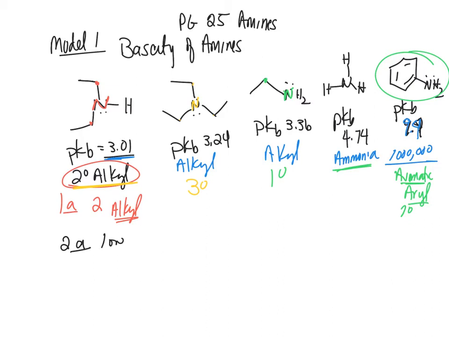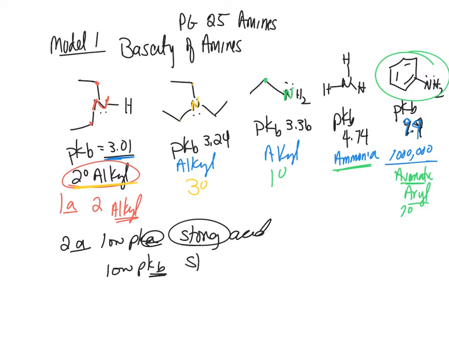A low pKa value of a compound, what does that mean? If you write a strong acid, there's your A. So a low pKb value would mean a strong base. From the information on Model 1, identify which compound is the strongest base, which compound is the weakest.